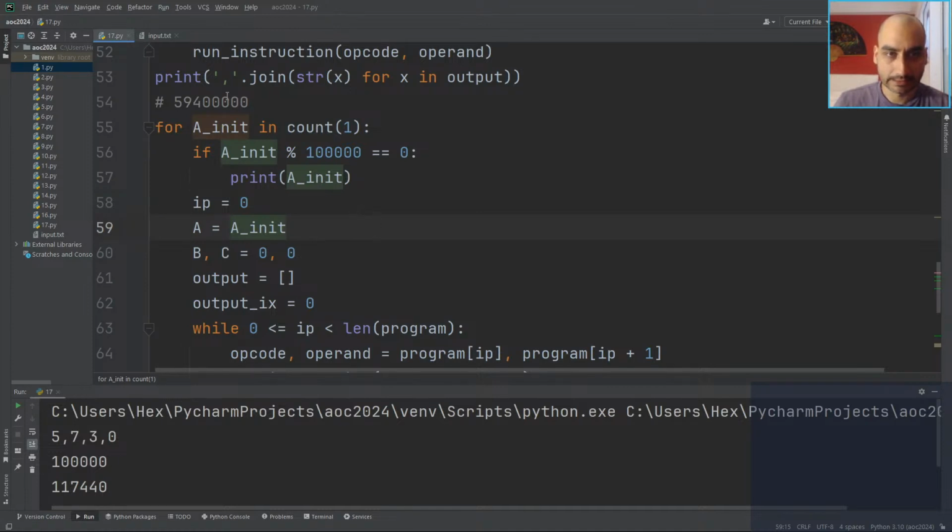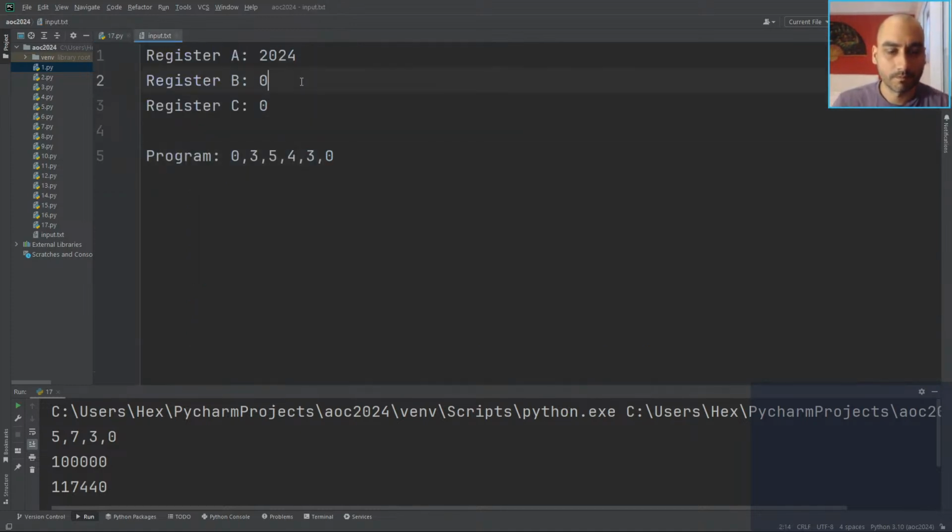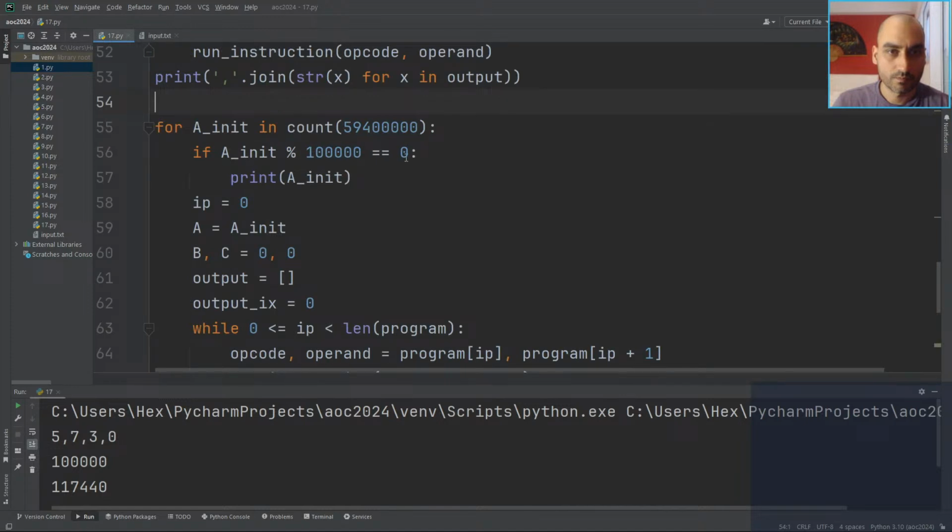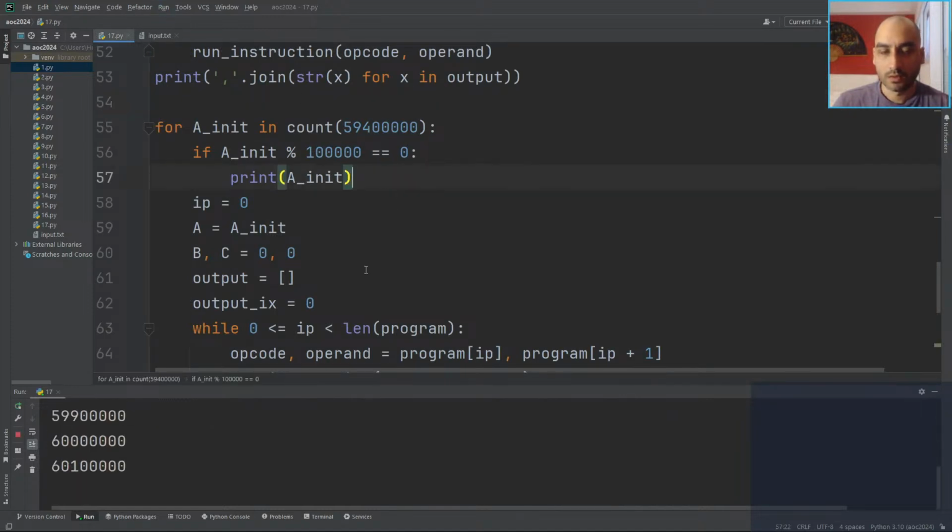Okay. Suppose I can leave it running while I think. All right. What the heck are we doing?